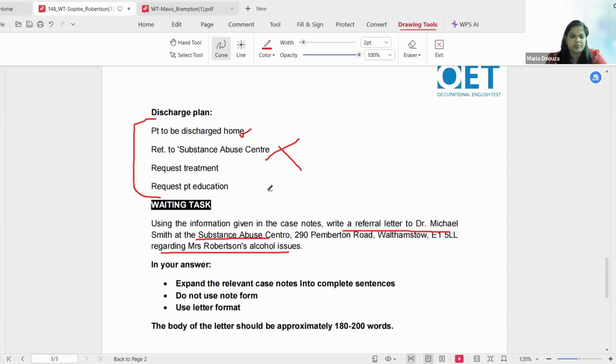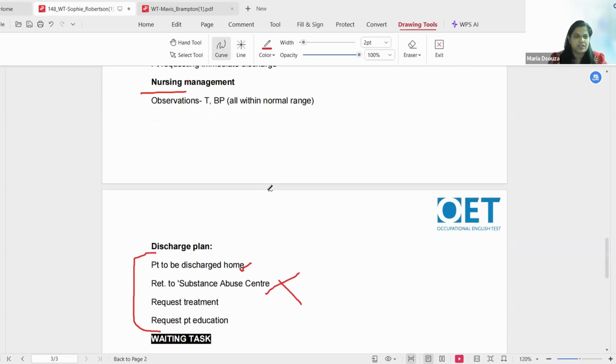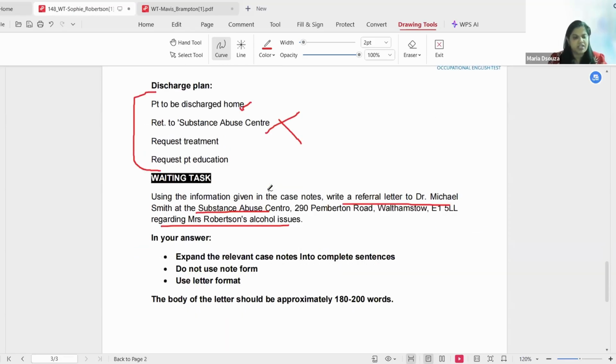What about requesting treatment and patient education? Request patient education, because it's important, because it's a referral letter. So you can definitely write, in view of the above, it would be greatly appreciated if you could educate Mrs. Robertson and initiate the required treatment.